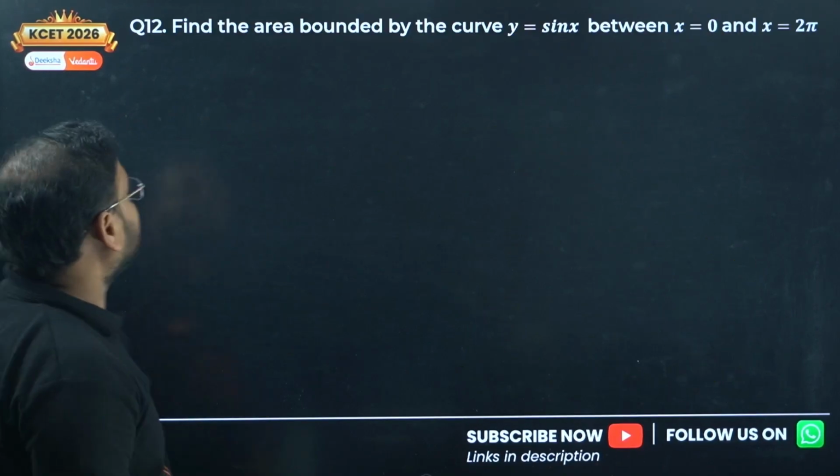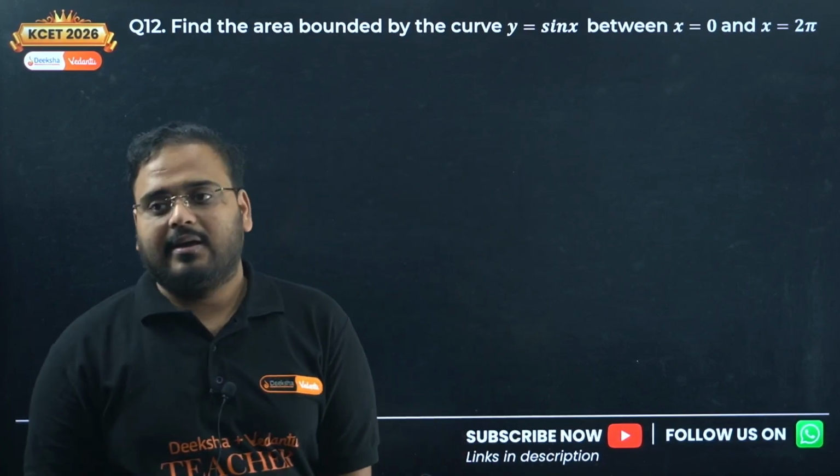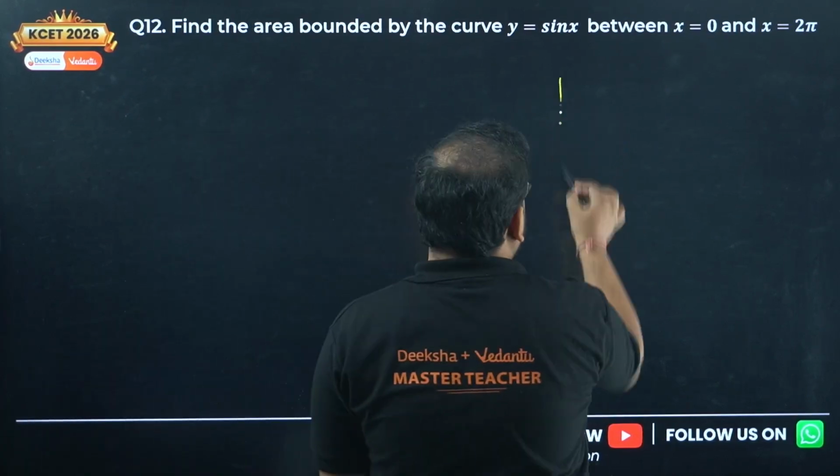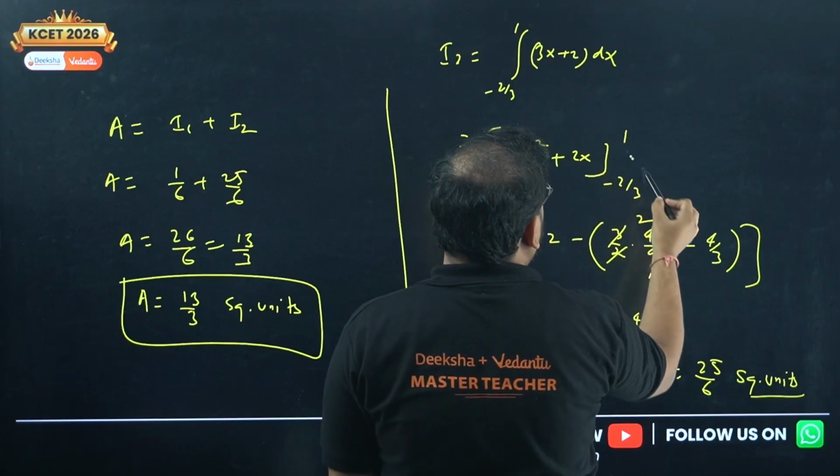Find the area bounded by the curve y equal to sin x between x equals 0 and x equals 2 pi. Something which is very similar to your PYQ, very very important. Sin x will go from here.